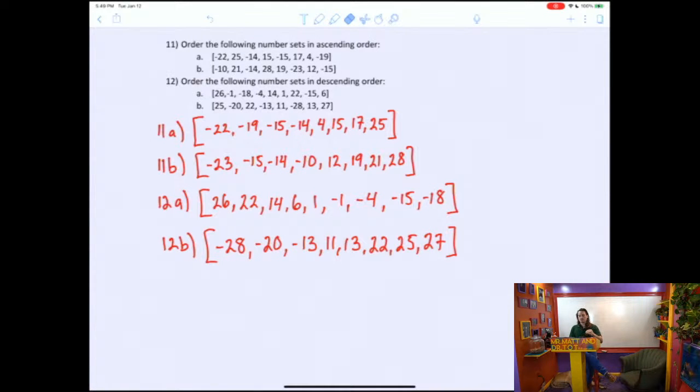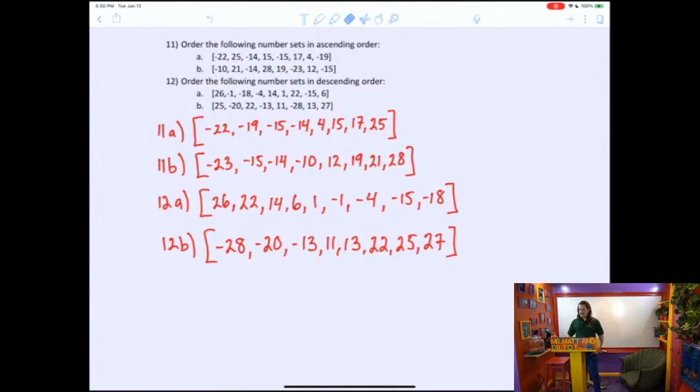Okay, so for numbers 11 and 12, 11a, going in ascending order from least to greatest, we're going to have negative 22, negative 19, negative 15, negative 14, 4, 15, 17, and 25. For 11b, in least to greatest, we're going to have negative 23, negative 15, negative 14, negative 10, then positive 12, 19, 21, and 28.